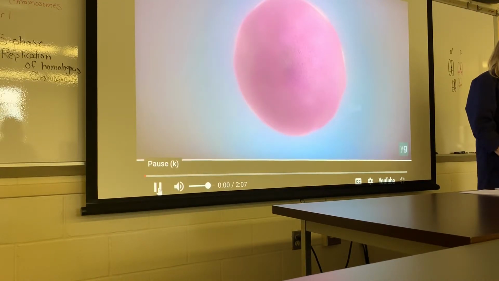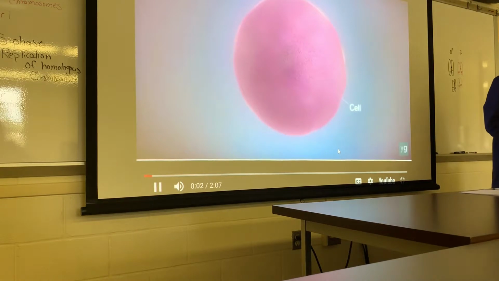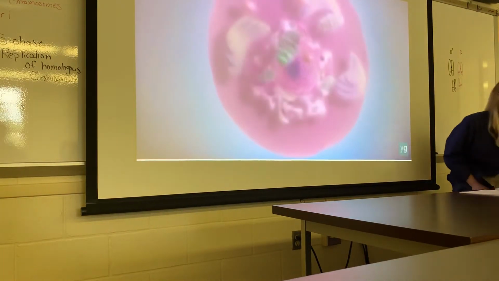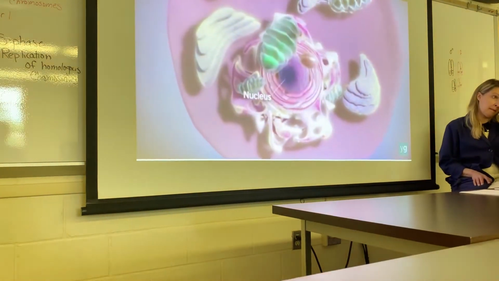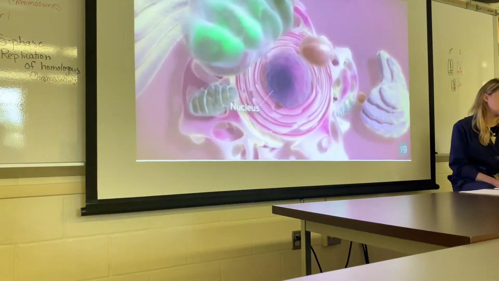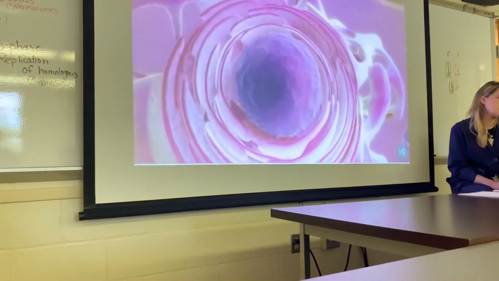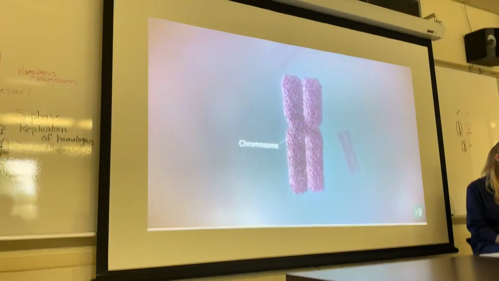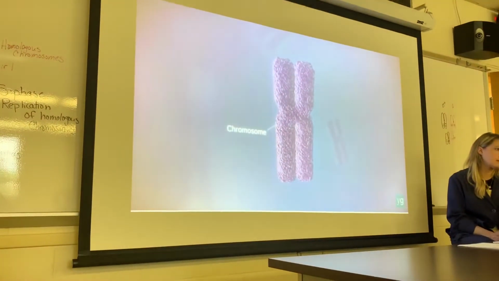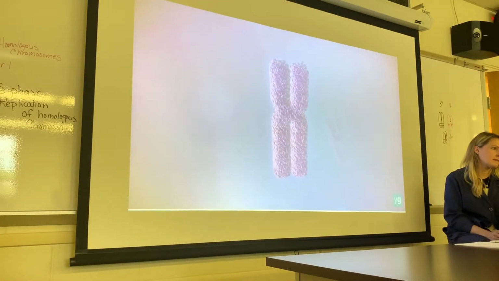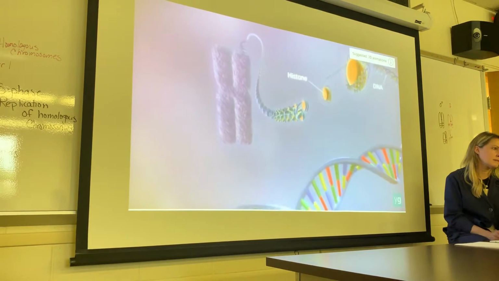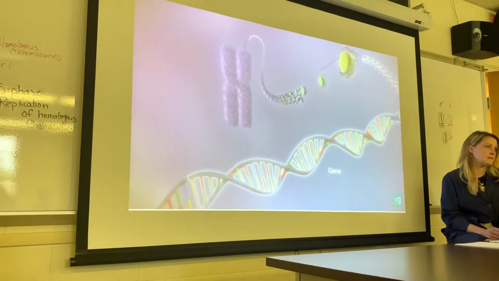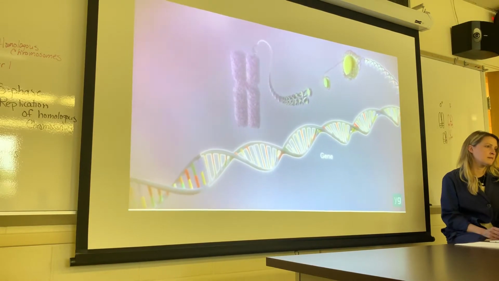All right. Here is a cell, the basic unit of all living tissue. In most human cells, there is a structure called a nucleus. The nucleus contains the genome. In humans, the genome is split between 23 pairs of chromosomes. Each chromosome contains a long strand of DNA. Within the DNA are sections called genes. These genes contain the instructions for making proteins.